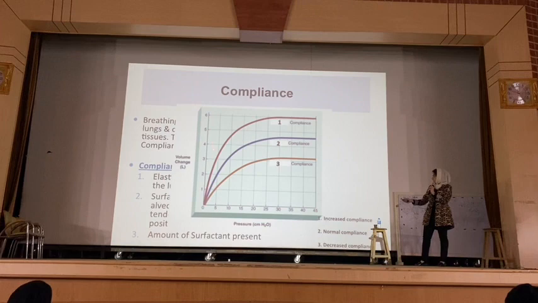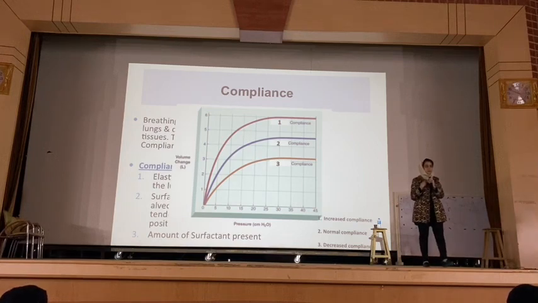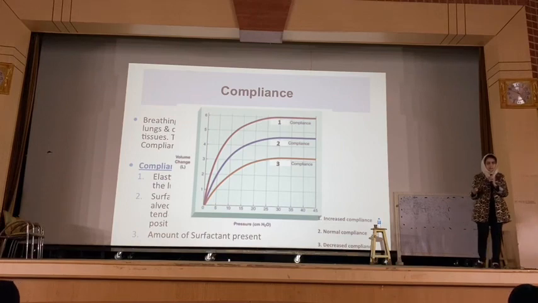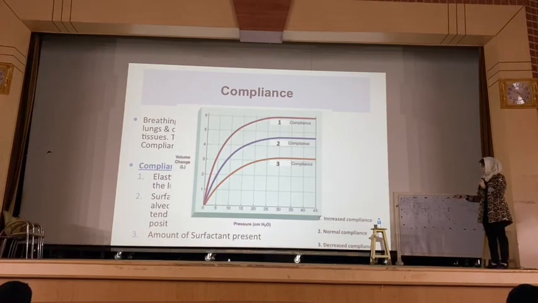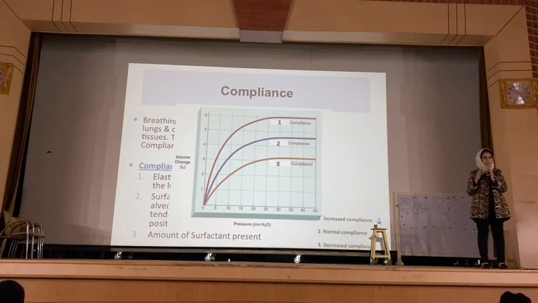Say normal, for example: to take 2 liters of air, the pressure change needed in a normal lung is 5 cm H2O. In the case where compliance is decreased, to take the same 2 liters of air the pressure change needed is 10 cm H2O. So we need a greater pressure change in order to change the same volume.